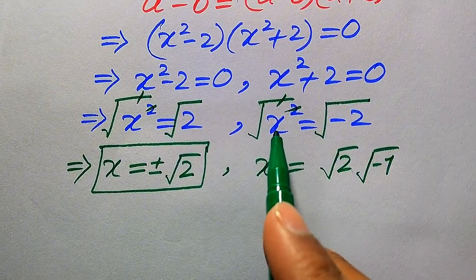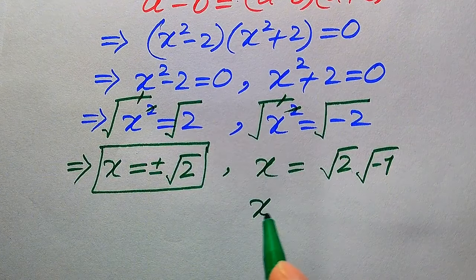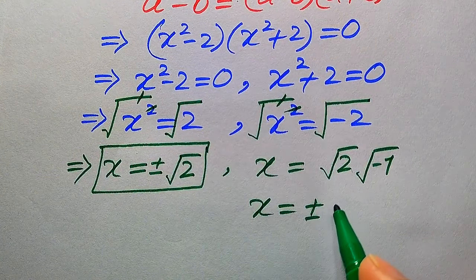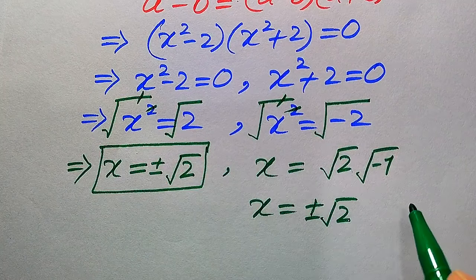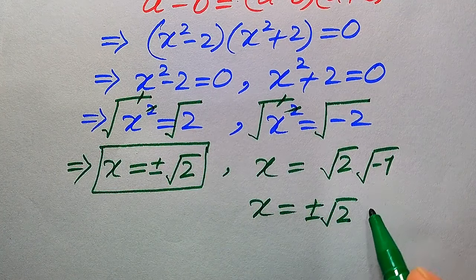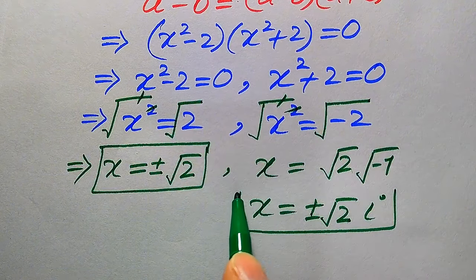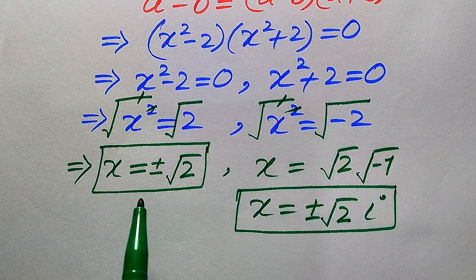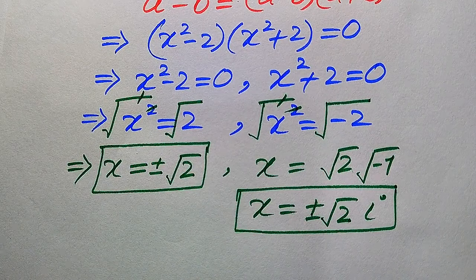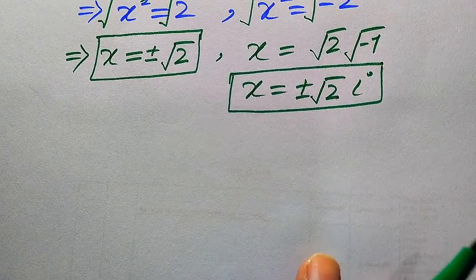So here again, when we apply the square root on both sides, we write plus or minus, and this becomes plus or minus square root of 2 times, we know that the square root of minus 1 becomes iota. So these are the other two complex roots of the given equation. So you see here, we obtain the 4 roots of the given equation.